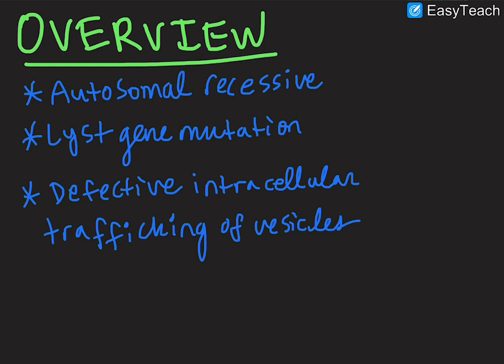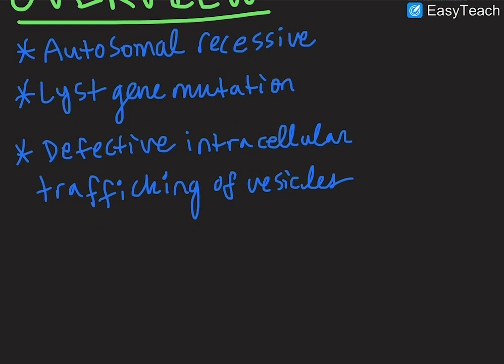Remember, you need microtubules to transport vesicles, lysosomes, and granules inside the cell. In Chediak-Higashi syndrome, this gene is mutated, and so the microtubules fail to transport the vesicles, lysosomes, and granules inside the cell. That's why in Chediak-Higashi syndrome you have a defective intracellular trafficking of vesicles, and of course also granules and lysosomes.